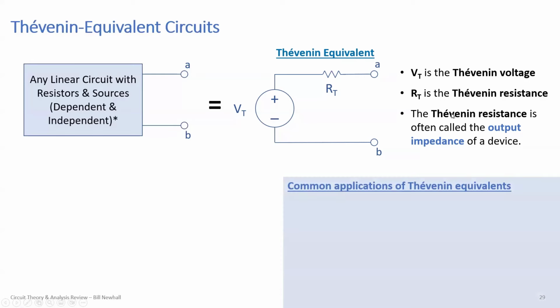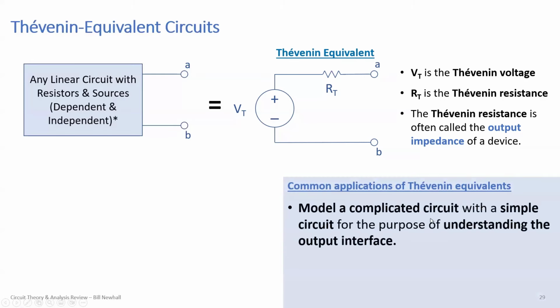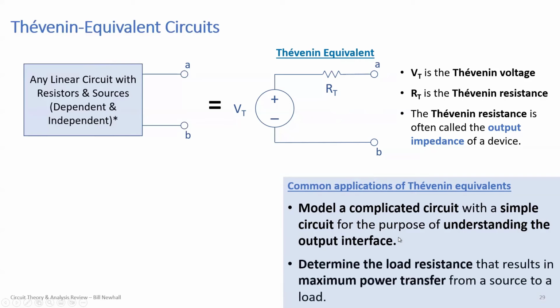Okay, so common applications of Thévenin equivalence. You can model a complicated circuit with a simple circuit like this to understand or convey or specify the output interface without giving the details of what's happening within the electronics box. You can also determine the load resistance that results in maximum power transfer from a source to a load.